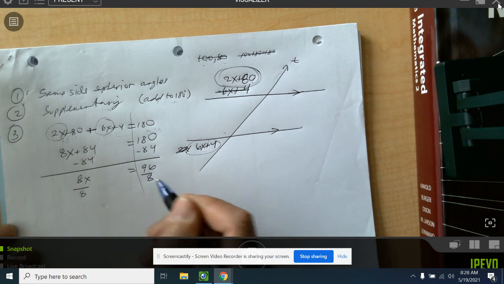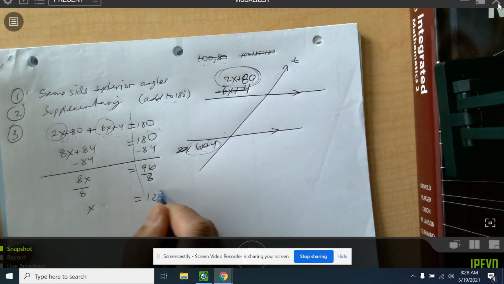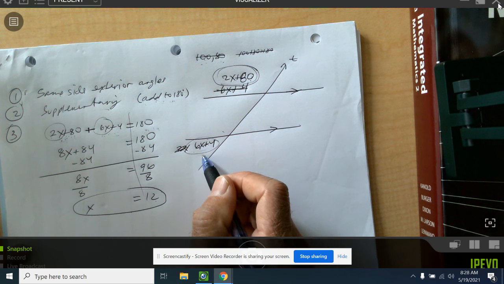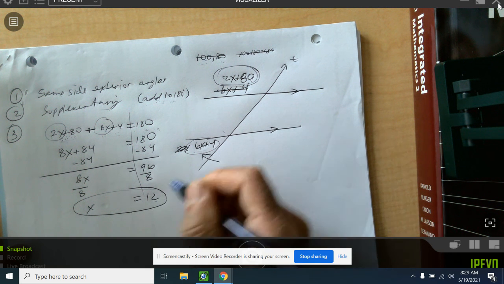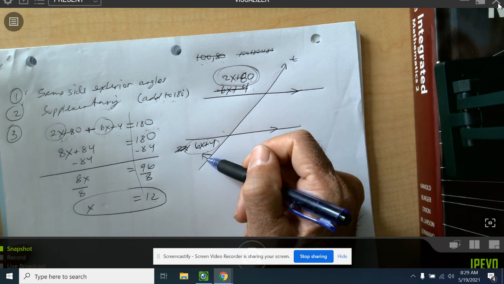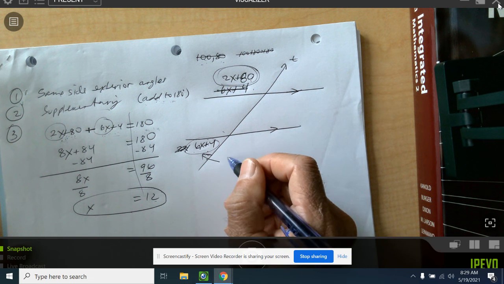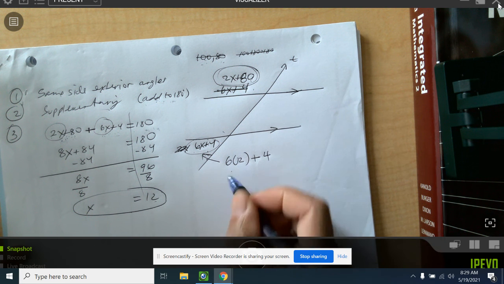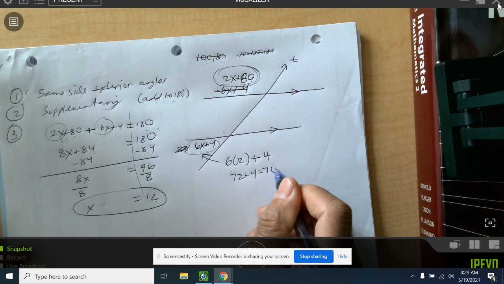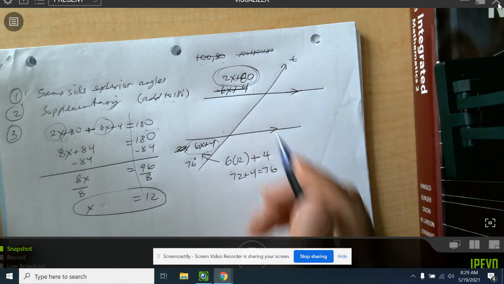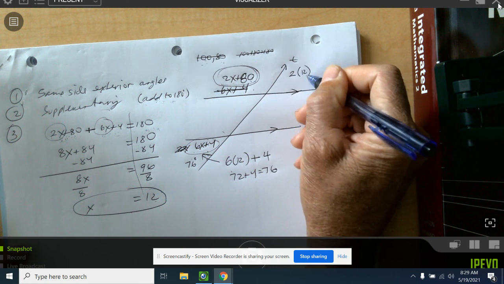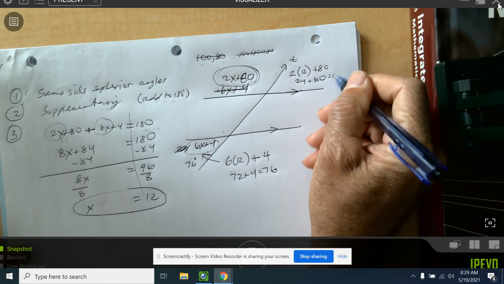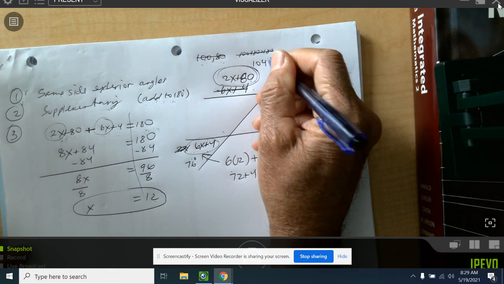Divide both sides by 8. x equals 12. This is the value for x. To find the value for the angles, you'll plug it in. Now this time, unlike the last one, these are not going to be the same. So you find both of the angles, you put them in separately, and you want to get answers that are different. 6 times 12 is 72, plus 4, 76. So this is 76 degrees. This one here, 2 times 12 is 24. 24 plus 80 is 104. So 104 degrees on this one.